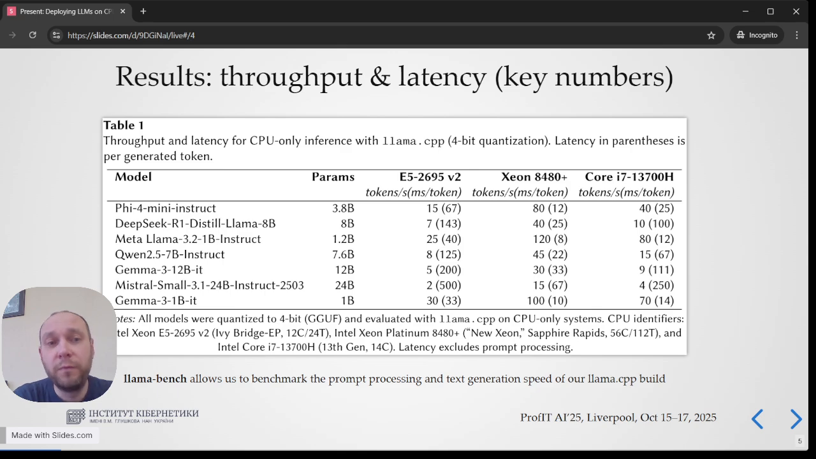So we can see obviously the modern AWS Xeon CPU is clearly on top of the line. However, the old Xeon E5 and the laptop i7 CPU still deliver practical interactive performance, fast enough for responsive chatbot, RAG assistants, and even nearly real-time sentence-level translation.